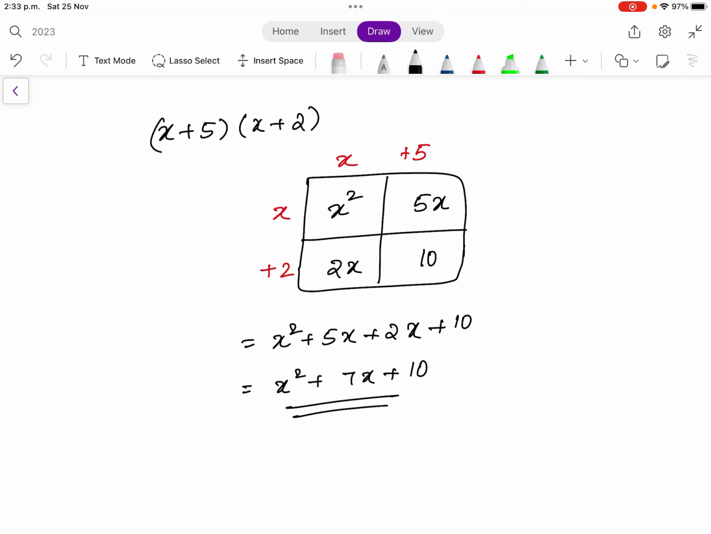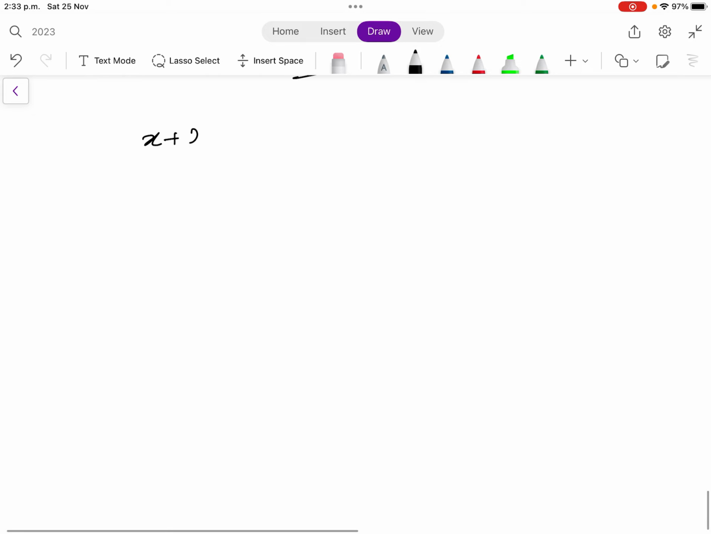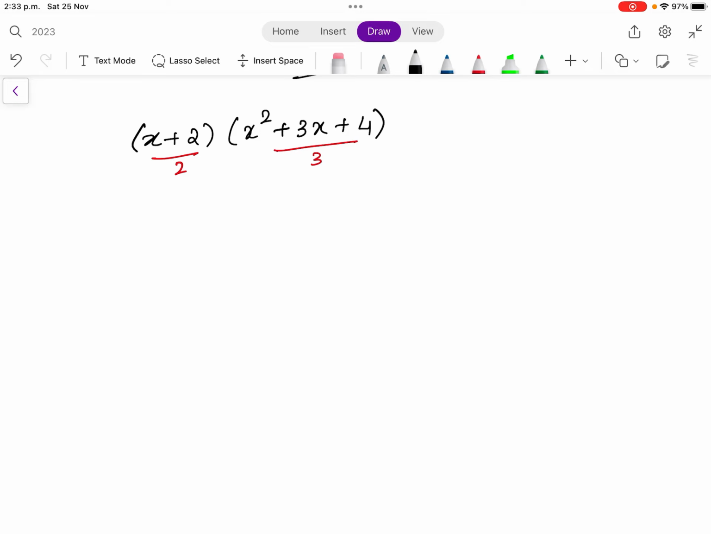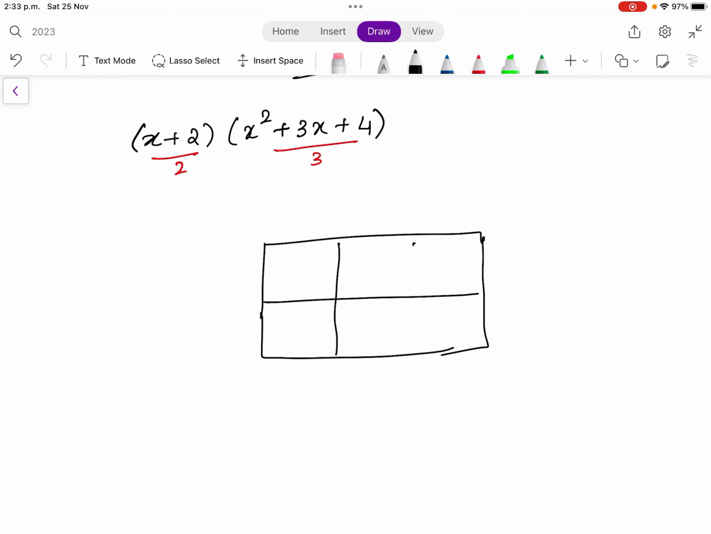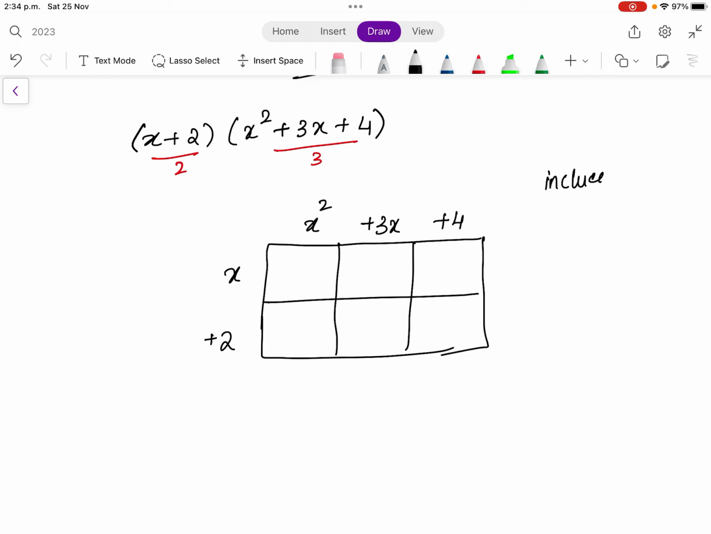I'll show you one example with three terms. So (x + 2) times (x square + 3x + 4). Now you should note that there are 2 terms here and 3 terms here. So our rectangle should be 2 by 3. I write x plus 2 here, and here I write x square plus 3x plus 4. Always remember to include the signs, otherwise it might go wrong.